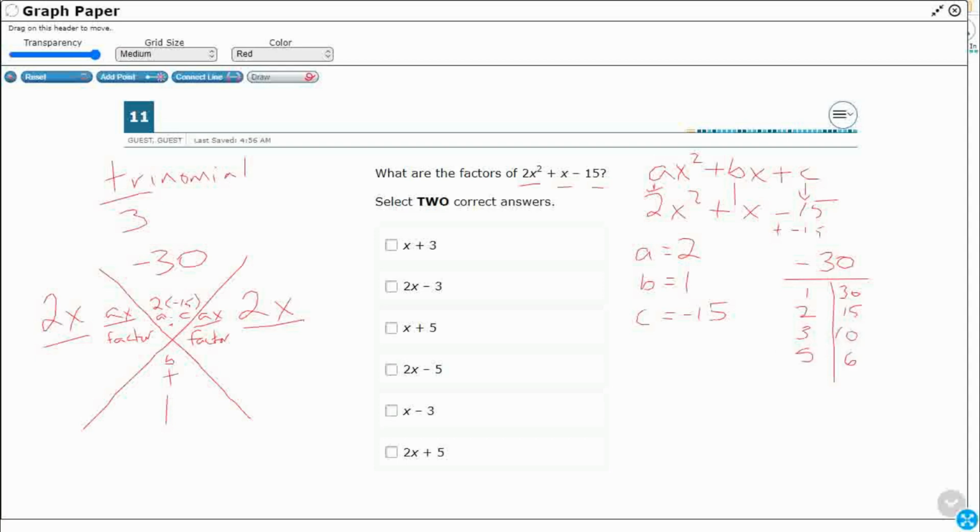All right, so I need that to be a positive 1, so I could do this right here. I can make it a negative 5 and a positive 6. Right, so negative 5 times 6 is going to give me negative 30. Negative 5 plus 6 gets me a positive 1. That's what I'm looking for. So I put those two factors, negative 5, positive 6 over here.